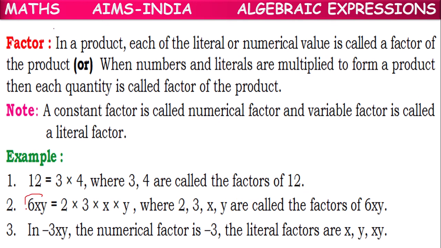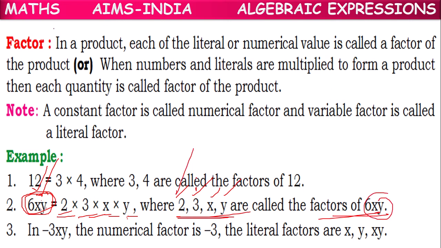Suppose we have 6xy. 6 can be written as 2 into 3, and xy can be written as x into y. So the product 6xy depends on the quantities 2, 3, x, y. These 4 quantities are considered factors of 6xy. Out of the 4 quantities, 2 and 3 are numerical factors and x and y are literal factors.